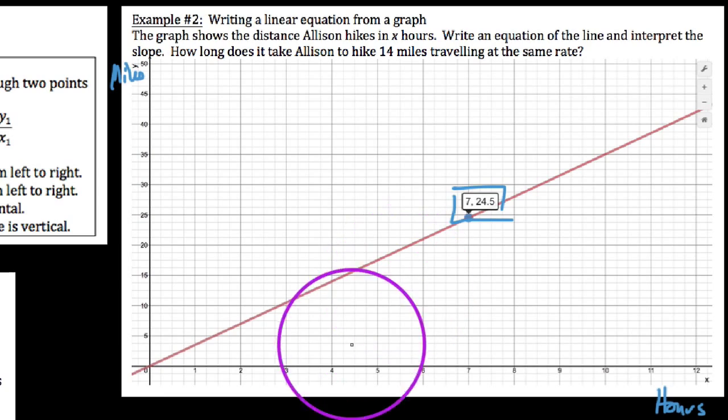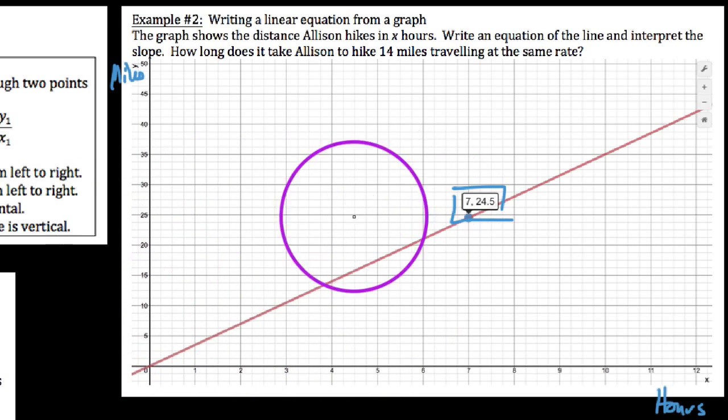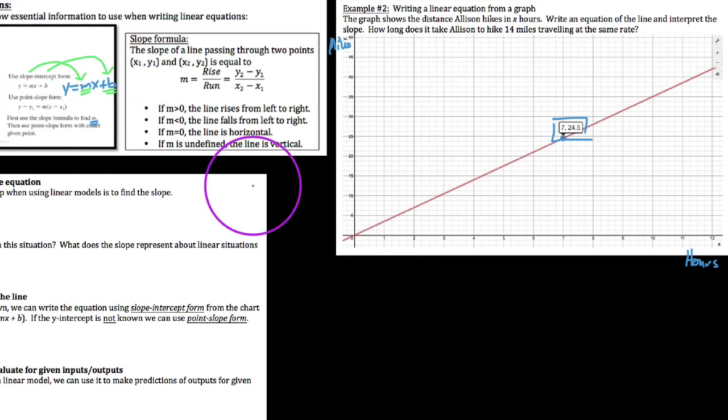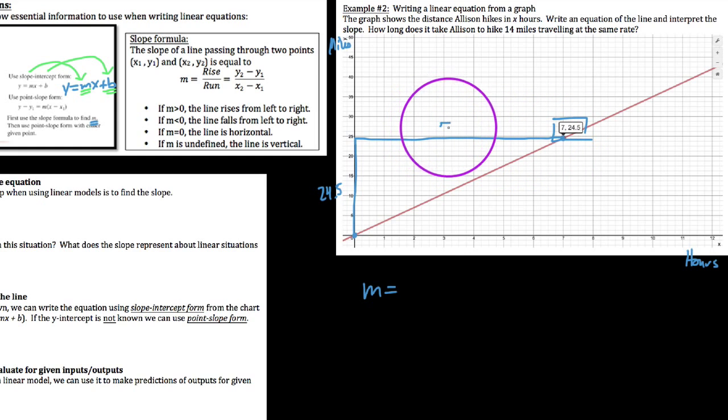If we're going to write the equation, we need to find the slope. So what is the slope of this line? Now we can count rise over run, but what I notice is this starts at 0, 0. If I ask how far up and over it went to get here, I can tell you that it went up exactly 24 and a half as a rise, and the run is exactly 7 units in terms of time.